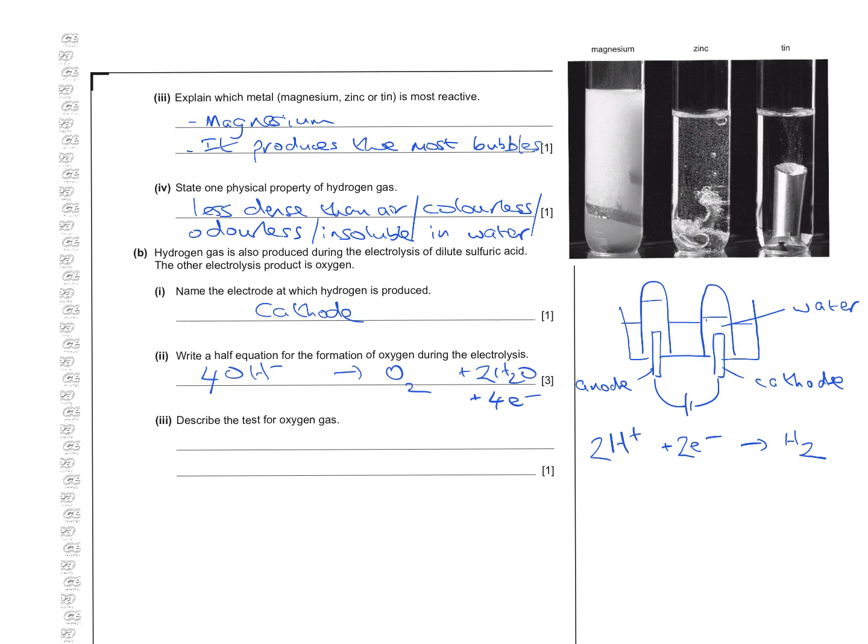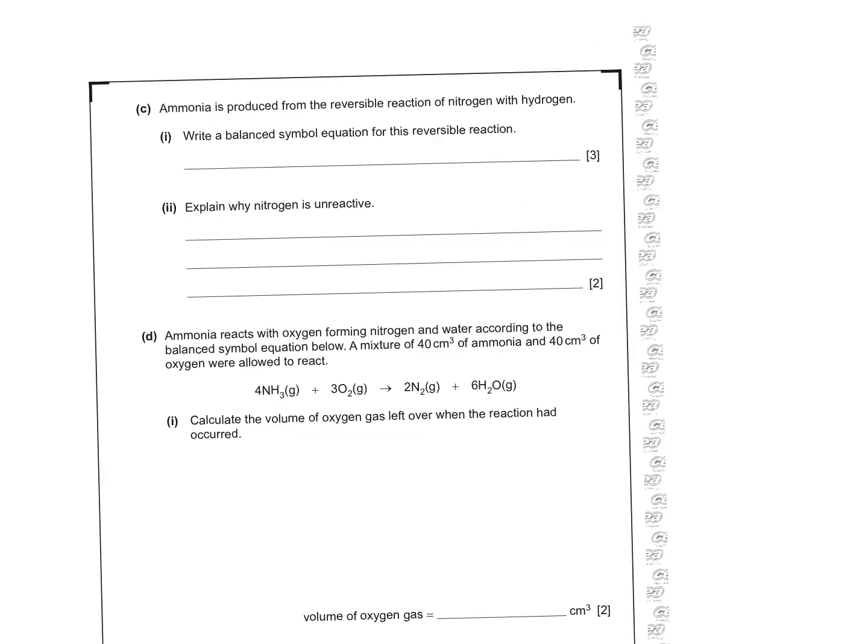Just notice as well that we've got twice as much hydrogen formed as oxygen, and that ties in with the formula of water being H2O. There are twice as many moles of hydrogen as there are oxygen. Part 3 then, the test for oxygen gas is a glowing splint relights.